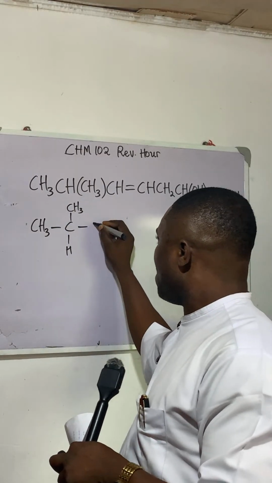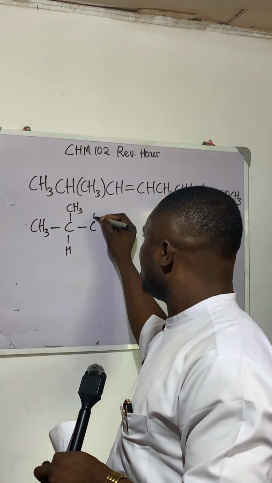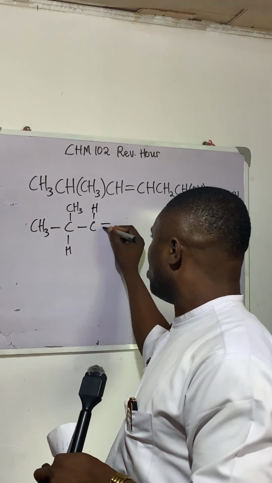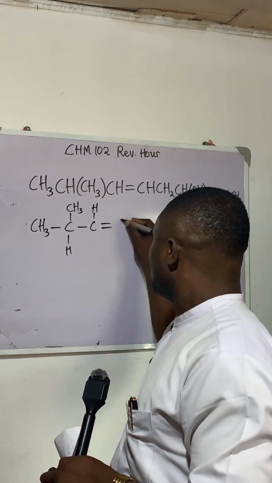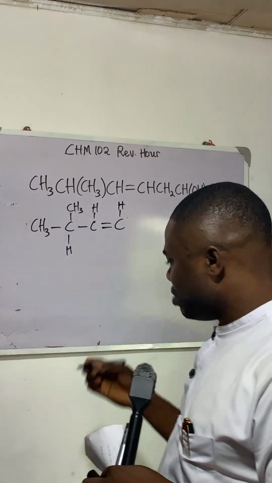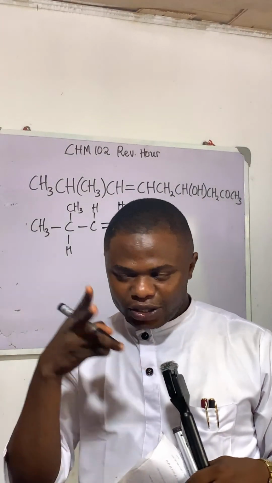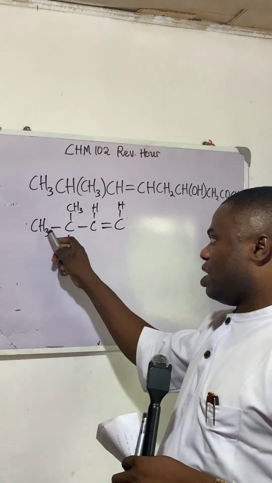Do you see how I dissolve this now? Bonding to C, I can put maybe a hydrogen here, then double bonding another C with hydrogen. Because of the double bond, it's still complete. Every carbon must have 4 bonds pointing to it. Count.